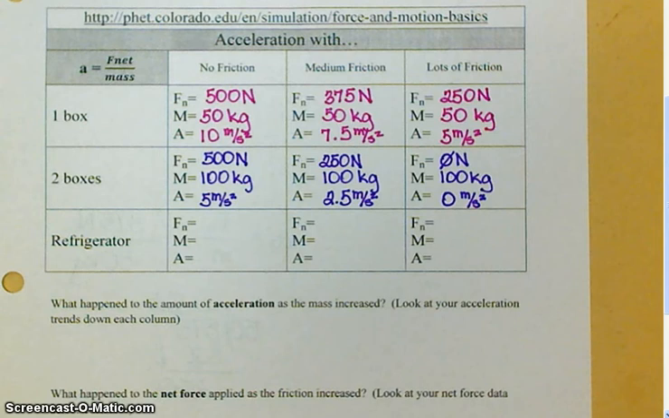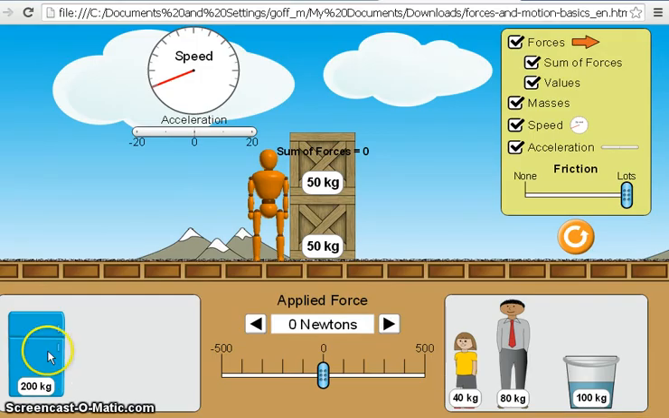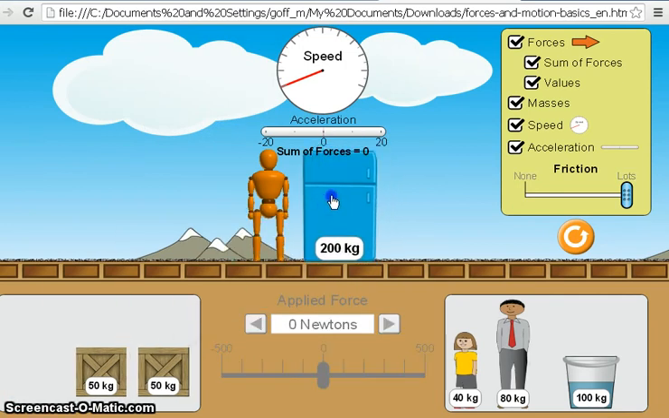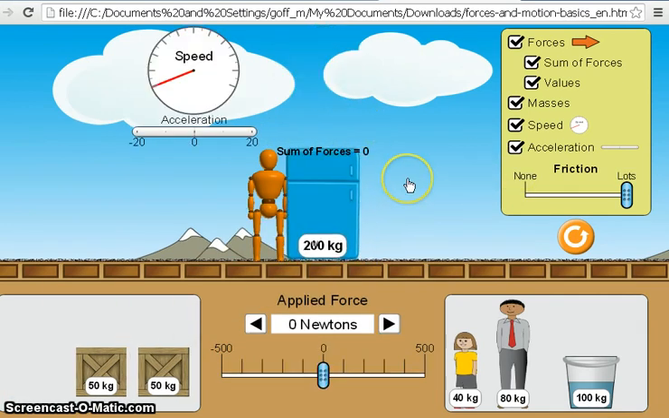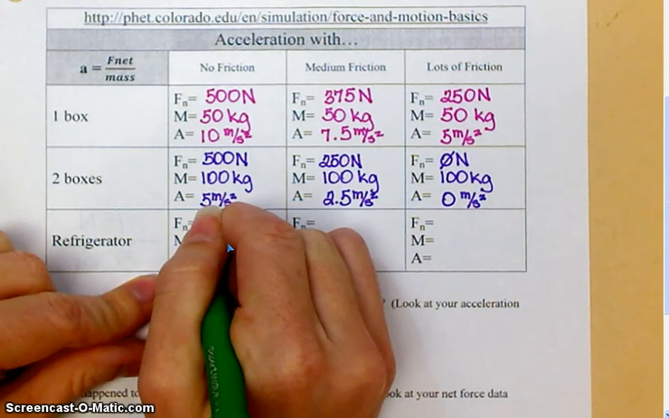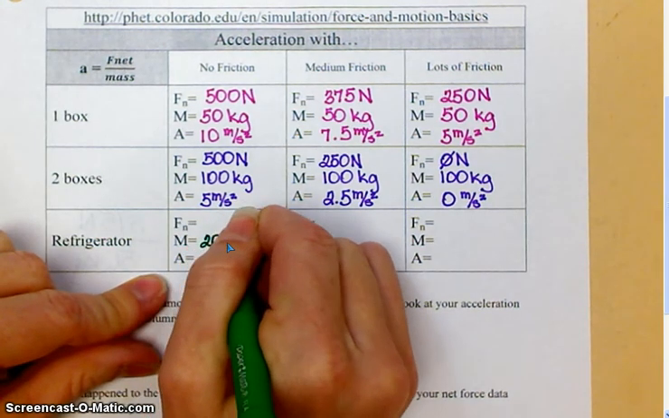Okay, this time, by the way, this is screencast number 2 for the Forces Virtual Lab. We're on the refrigerator, so let's look at the refrigerator. The refrigerator is going to be 200 kilograms. So let's put that up here. We're going to keep everything checked, and we're going to go back to our sheet, and let's put in our mass of 200 kilograms for this entire row. 200 kilograms.